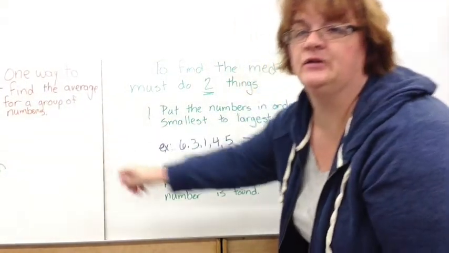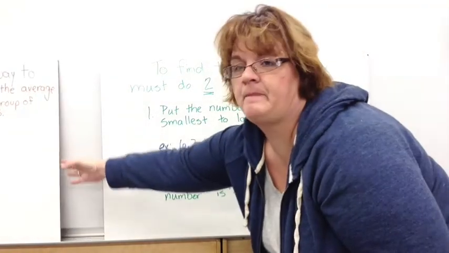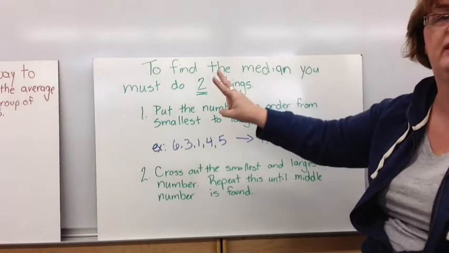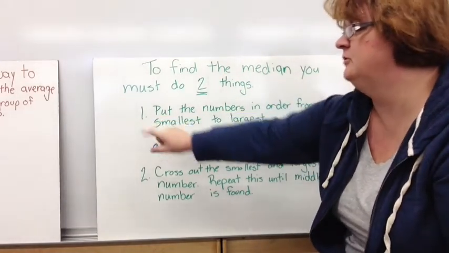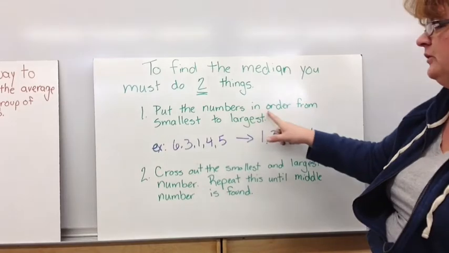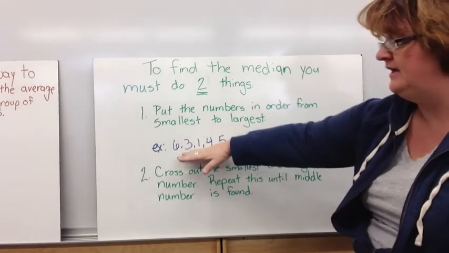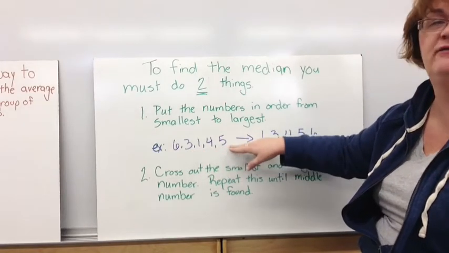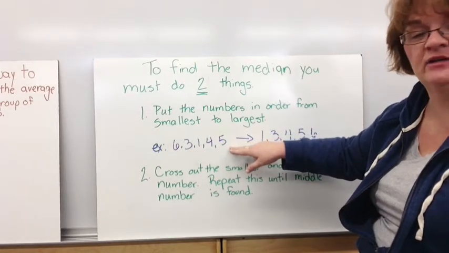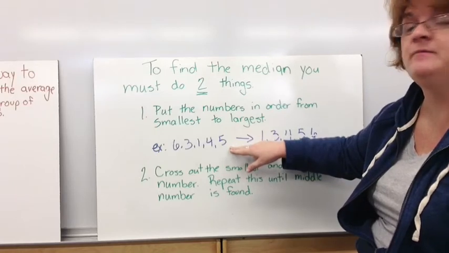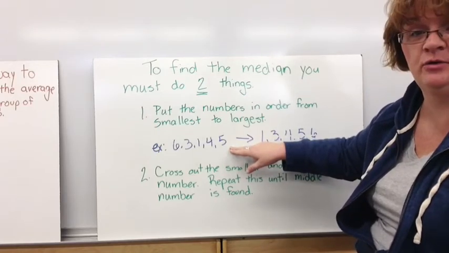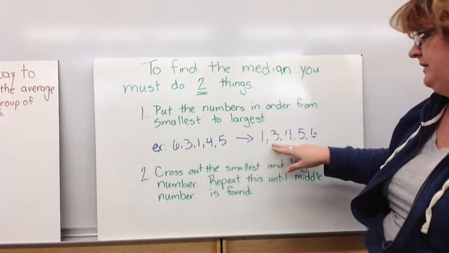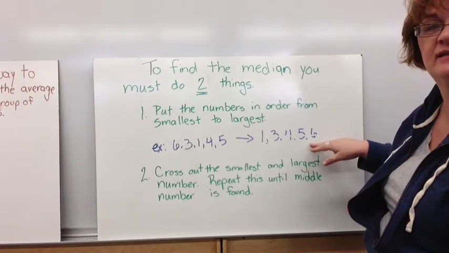Let's take a look a little bit closer. Okay. To find the median, you must do two things. The first thing that you must do is to put the numbers in order from the smallest to the largest. Here you can see I have a set of numbers: 6, 3, 1, 4, and 5. Now these numbers are not necessarily given to me in order, but in order to find the median, you absolutely must put them in order. So let's go ahead and put those in order. The numbers then become 1, 3, 4, 5, and 6.